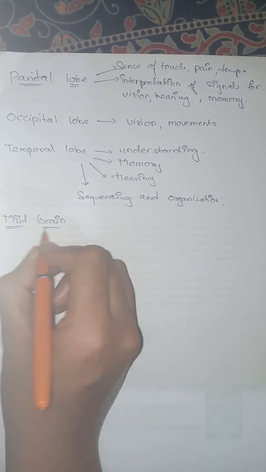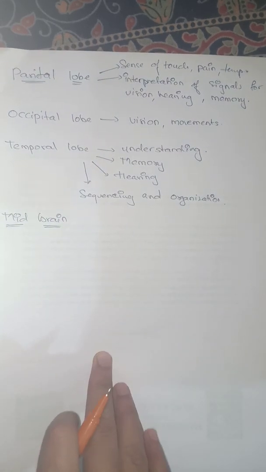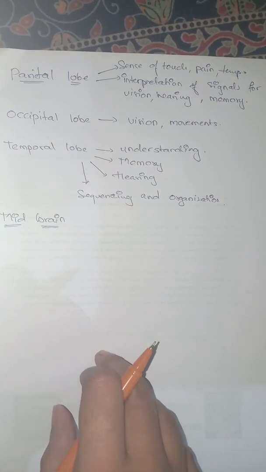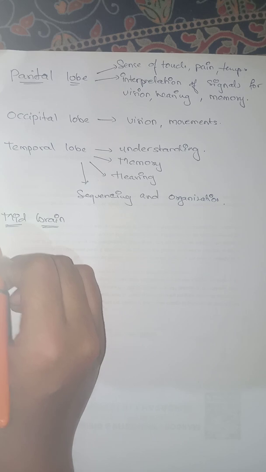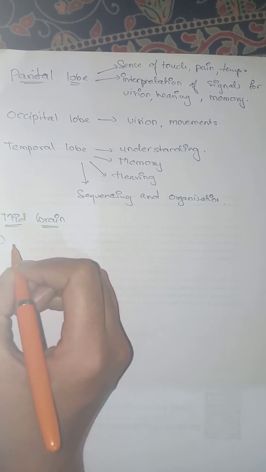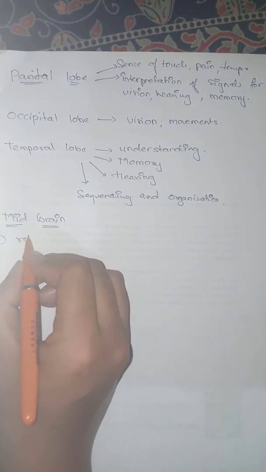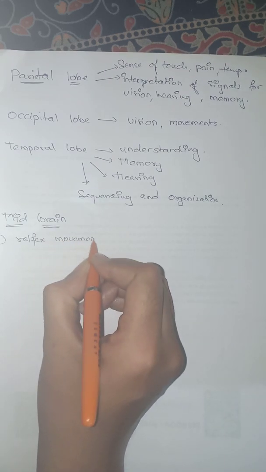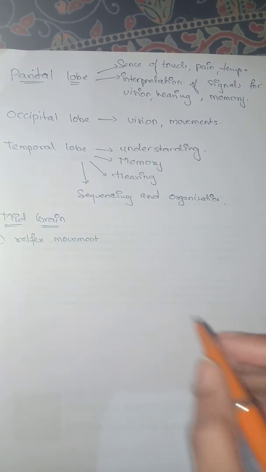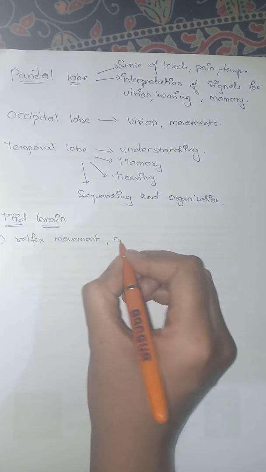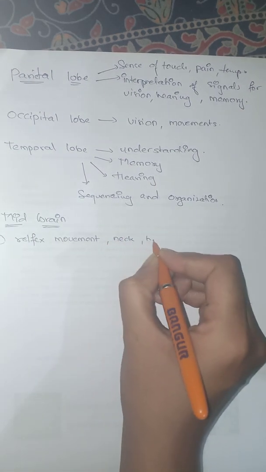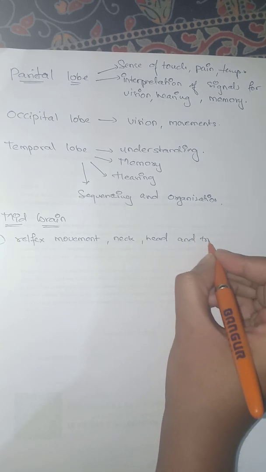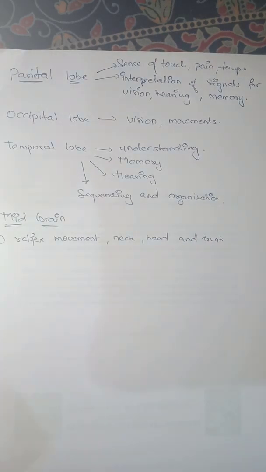So what do you mean by the midbrain? That is the middle portion of your brain, which is responsible for the reflex movement. Reflex movement in short, if I talk about that, is whenever you have the movement of your neck, head, and the trunk, meaning the lower part of your body.